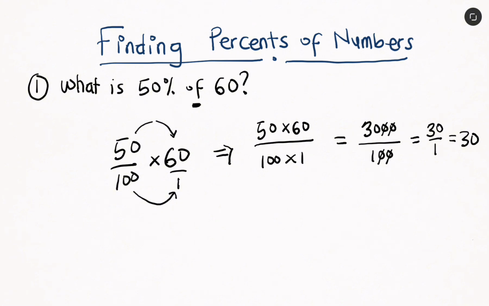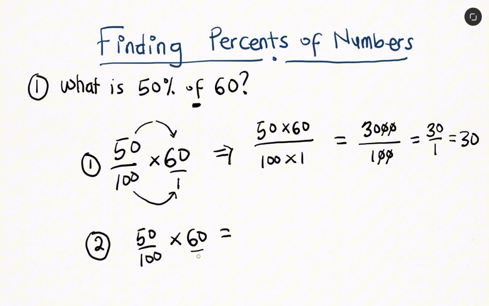Now another way we can do that is, this is the first method. The second way is we have 50%, so 50 over 100 multiplied by 60, and we can cancel straight from here. Even though we have 1 here, someone can cancel. Now you can only cancel the bottom one with the top one, a denominator by a numerator. That is how you can cancel. Take note of that. The bottom ones, the denominators, are the only ones that can cancel the numerator.